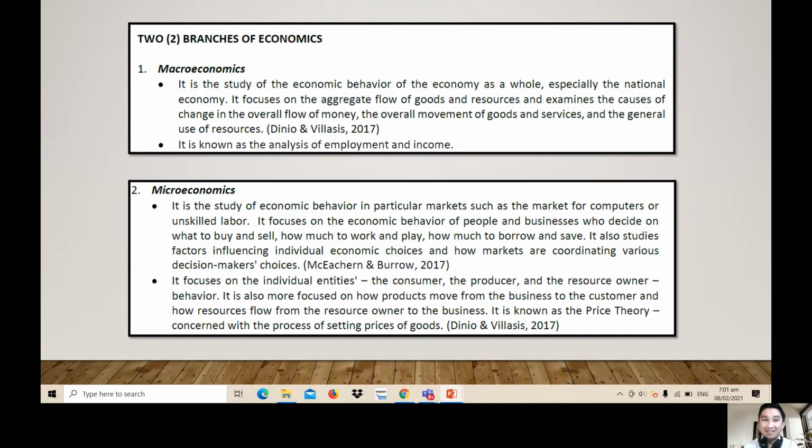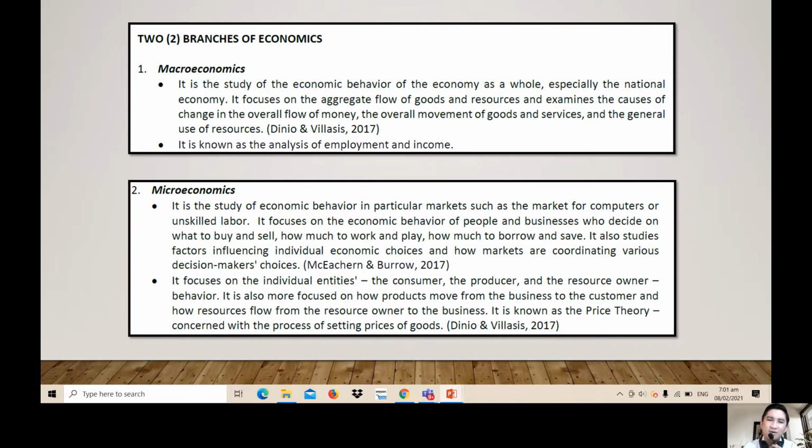So, it's the basic unit, right? Behavior ng household, the people and the businesses who decide on what to buy and sell. Aside from that, how much to work and play and how much to borrow and save. So it really focuses more specifically on the behavior and the decision of a certain individual or household. It also studies the factors influencing individual economic choices and how these markets are coordinating various decision makers and choices. So it focuses on the individual entities: the consumer, the producer, and the resource owner behavior.